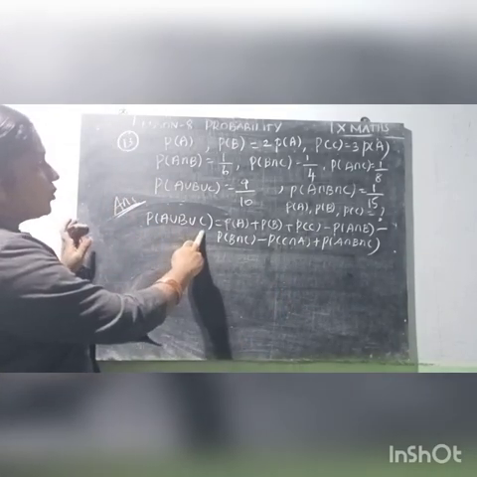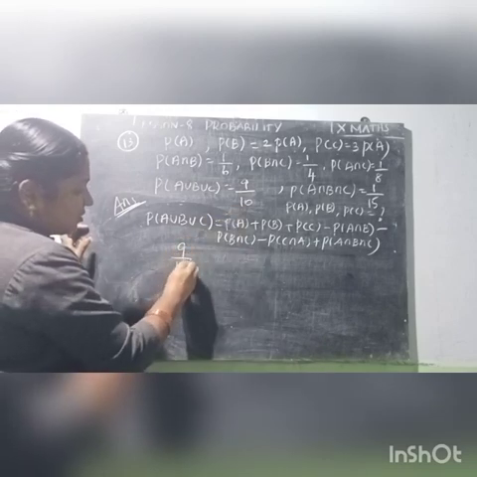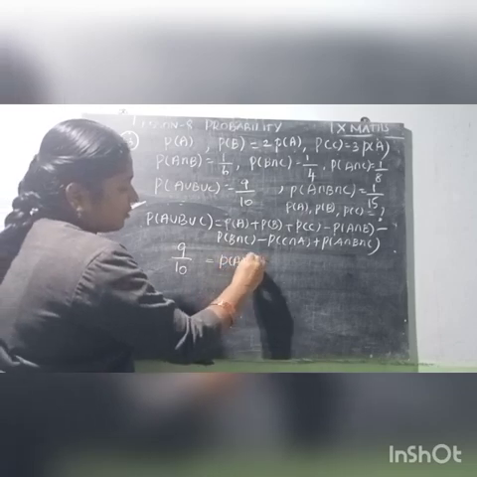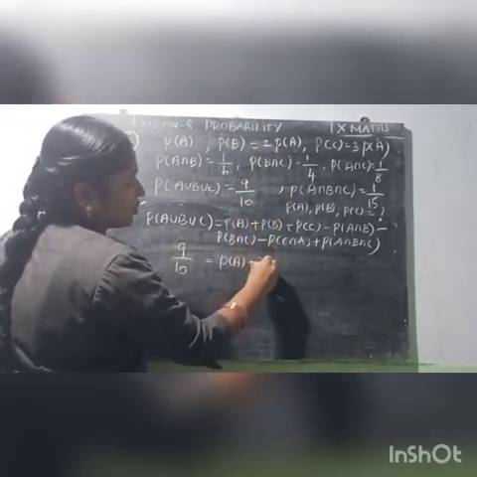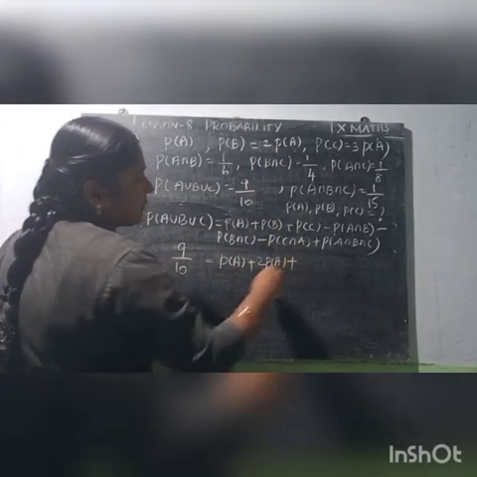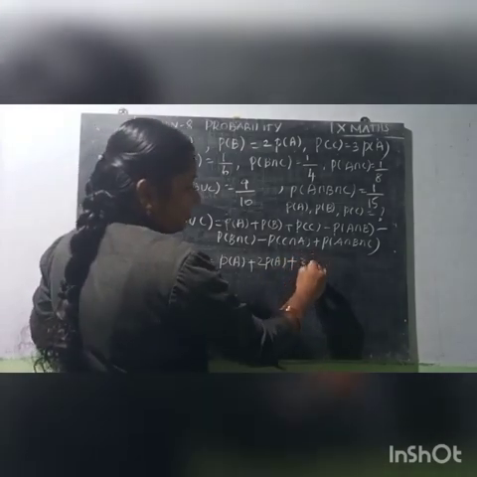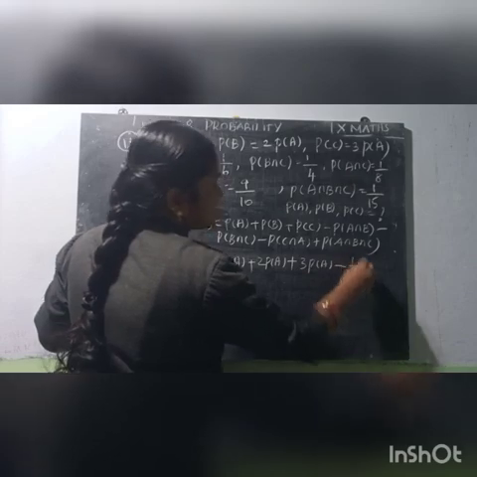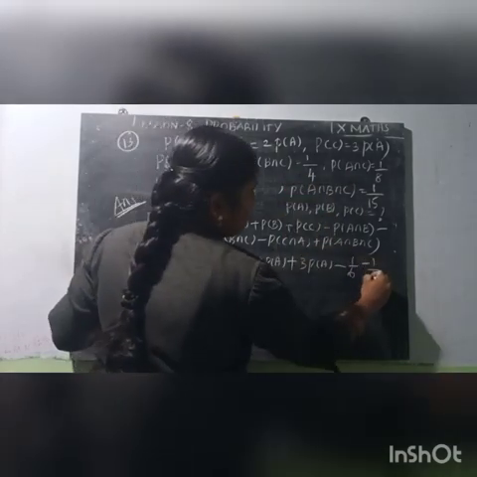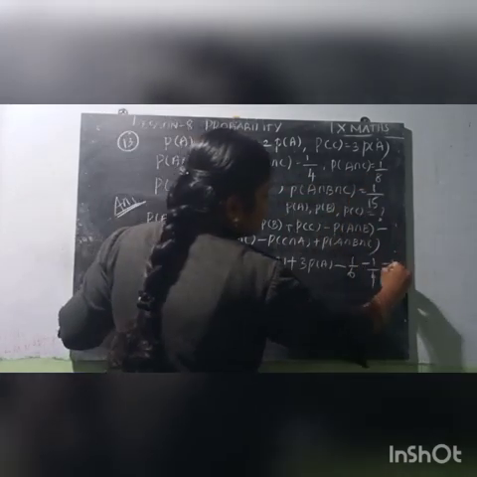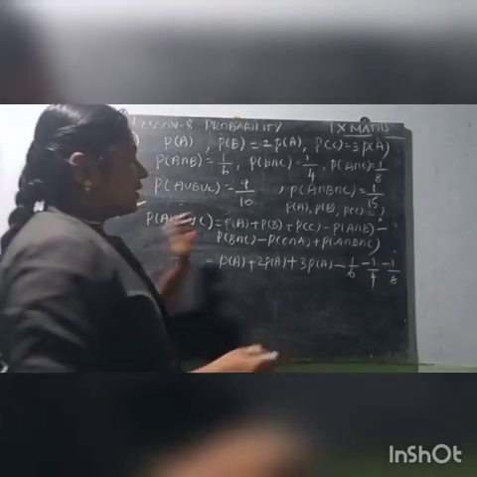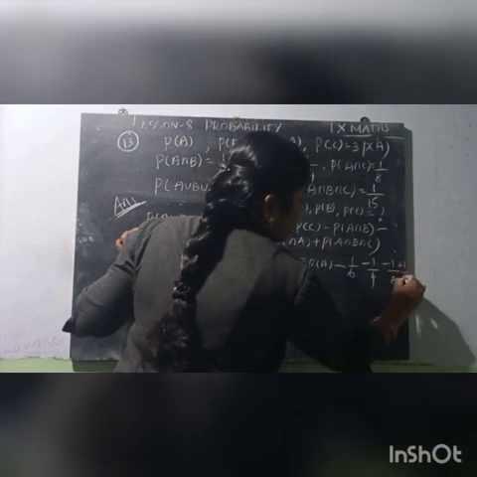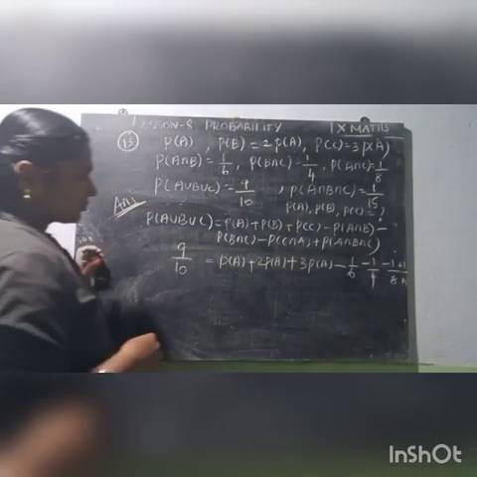P of A union B union C value is 9 by 10. So 9 by 10 is equal to P of A, P of B which we can change to P of A, P of C which we can change to 3 P of A, minus A intersection B value is 1 by 6, B and C value is 1 by 4, then A and C value is minus 1 by 8, and all 3 common probability value is 1 by 15. So write 1 by 15.